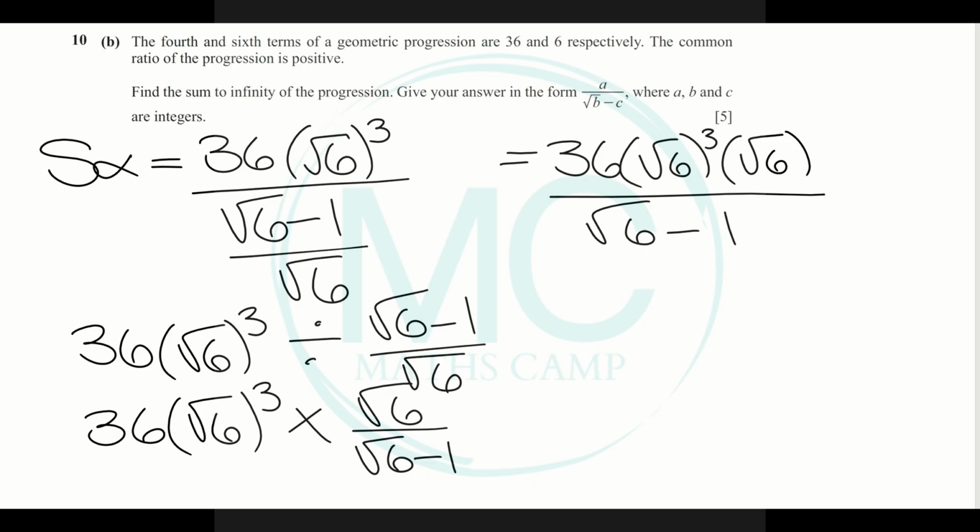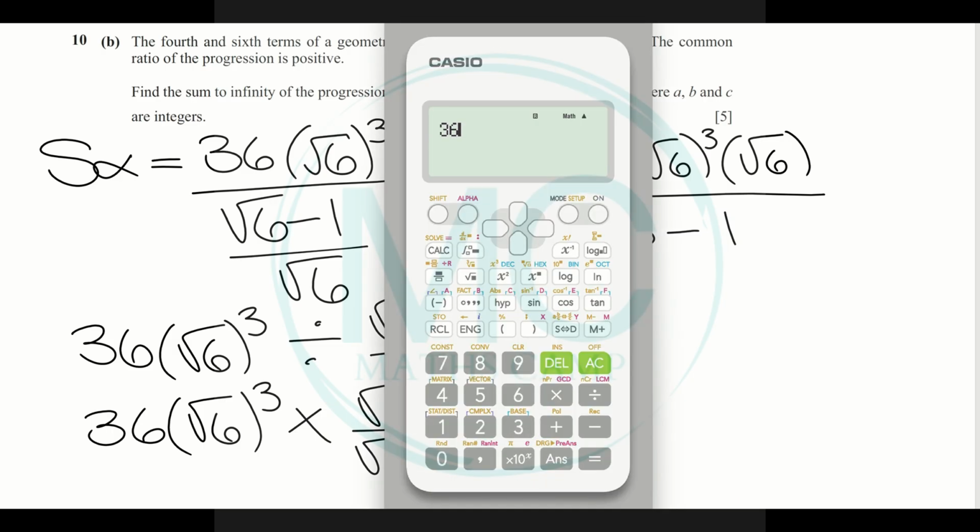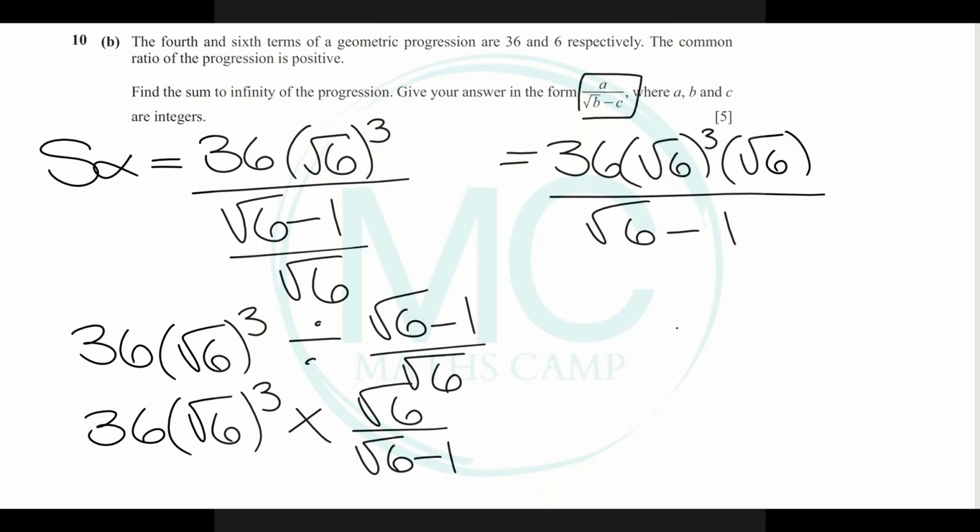Now our denominator looks like the denominator in the form that the question wants. So all we need to do is tidy up a. Let's take our calculator and we're going to say 36 multiplied by, let's open a bracket, root 6, close the bracket, cubed, multiplied by root 6 is equal to 1,296. Now a is an integer as well. So I can say 1,296 over root 6 minus 1.